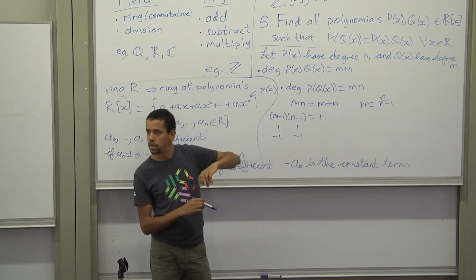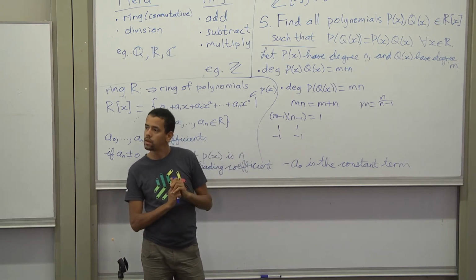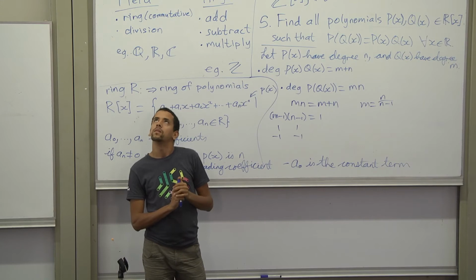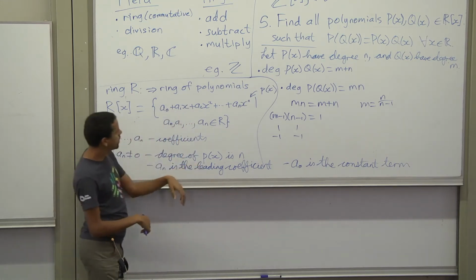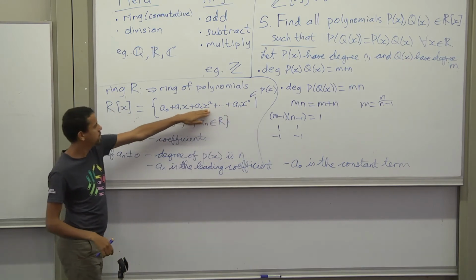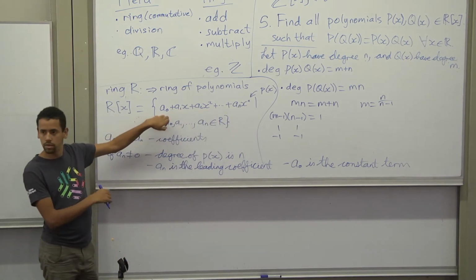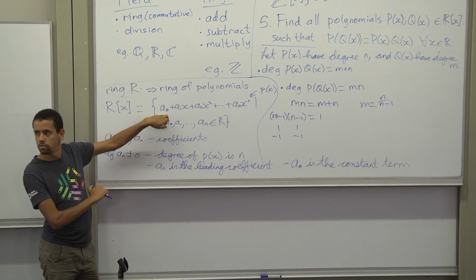So are constants also polynomials with degree 0? If you have a polynomial where all of those are gone and you only have a0, that is a polynomial. Yes.